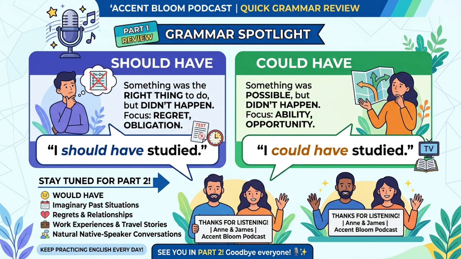Quick review. James, before we finish part 1, let's review. Use should have when something was the right thing to do but didn't happen. Example, I should have studied. And use could have when something was possible but didn't happen. Example, I could have studied. In the next part, we'll learn would have, one of the most useful expressions in English. We'll also discuss imaginary past situations, regrets, relationships, work experiences, travel stories, and natural native speaker conversations.